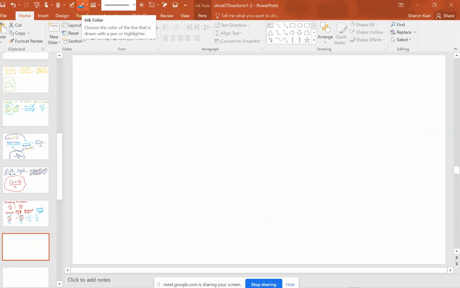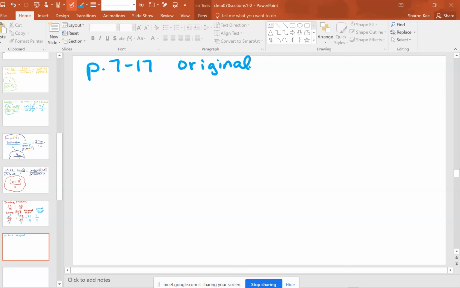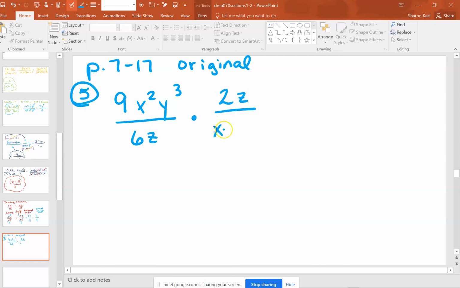When I do a problem like this, if you will, look in your workbook on page 7-17 for the original. I personally am not going to recopy the original. I'm going to do number 5. What's on the left side, I'm going to recopy: 9x squared y cubed over 6z. I'm going to change it to multiplication. The denominator, 2z, I'm going to put on top. x to the 7th, y to the 9th on the bottom.